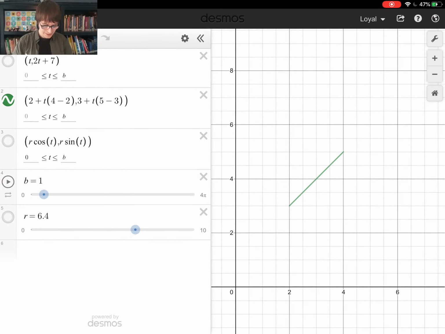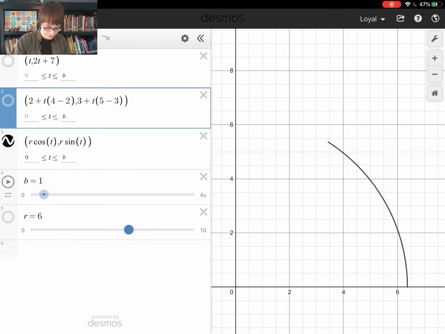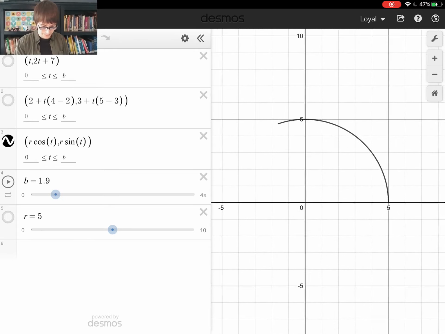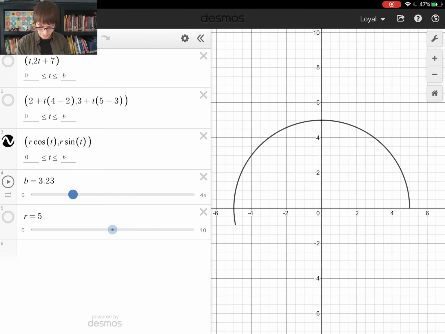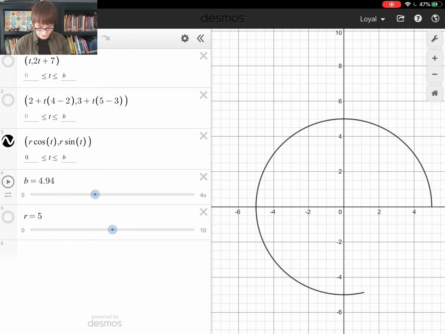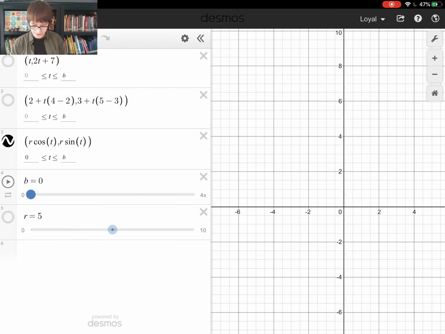So let's get rid of this graph and move to this one down here. I want to make our radius 5. So you can see, as I graph more and more of t, I graph more and more of a circle. This is about pi, about 3.13. If I graph all the way to 2 pi, that gets me the whole circle. And how much t I graph shows me exactly how much I'm graphing.